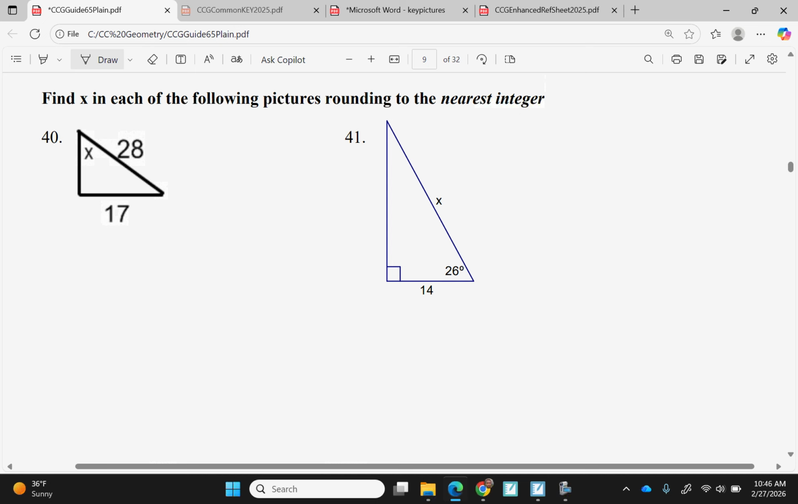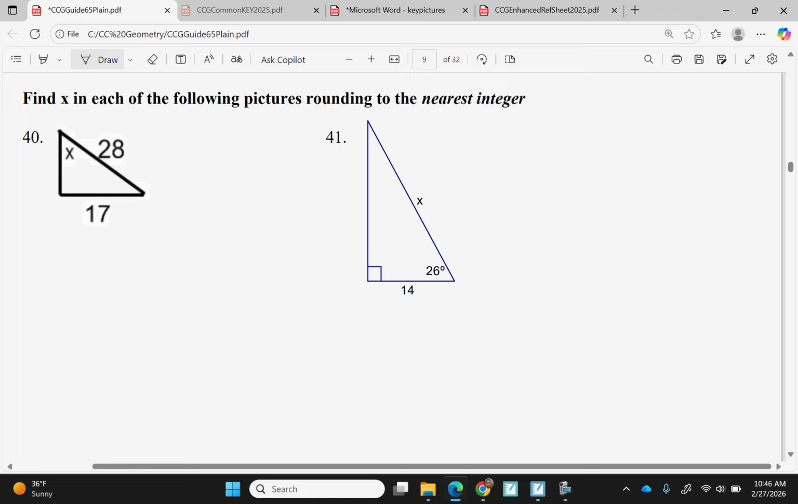Ooh, which brings us to SOHCAHTOA. Very, very important. 8 points, 10% of your exam is SOHCAHTOA. So let's make sure we can do our SOHCAHTOA.